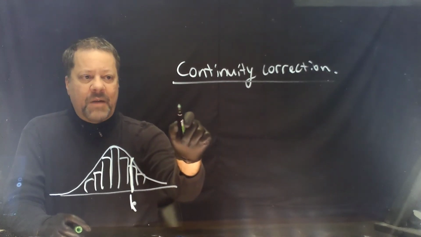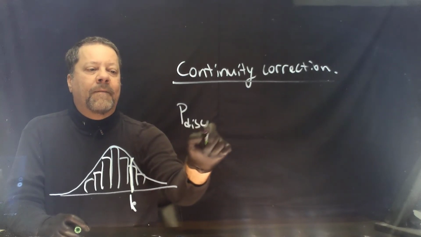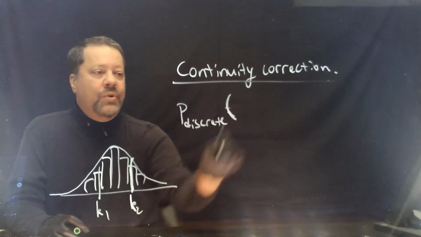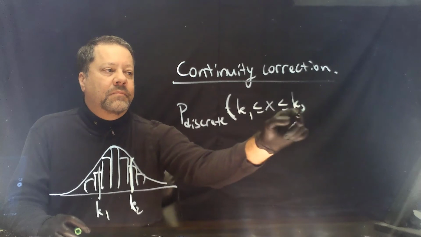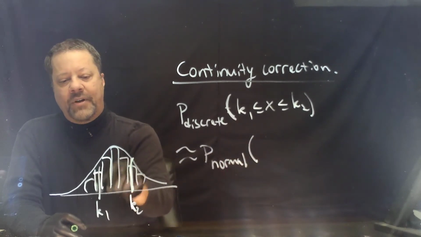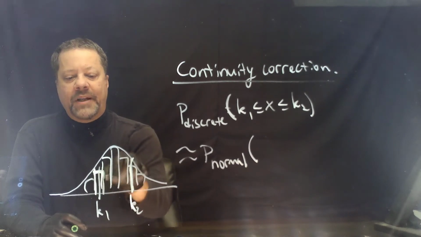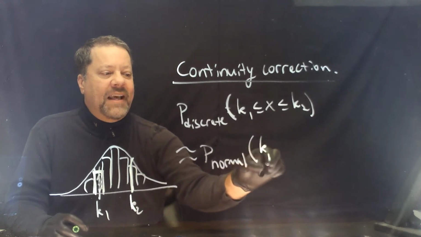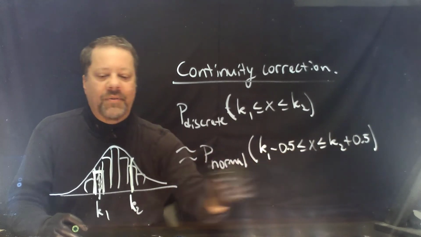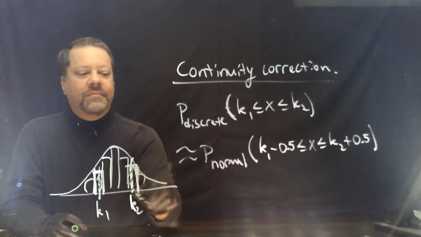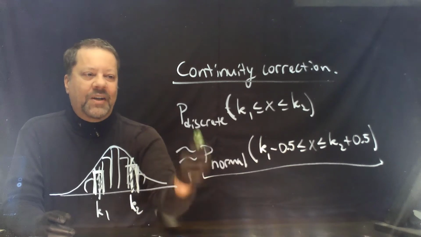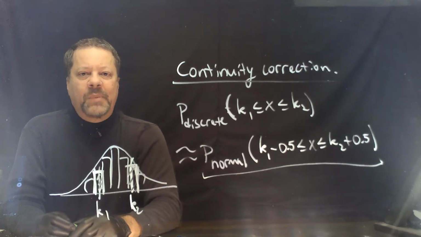So if we're taking some discrete probability and trying to calculate the value between some different values, let's say k1 and k2, we'll approximate that with the normal curve. But instead of using k1, we'll have to go half a unit back to include this entire probability bar for the discrete graph. So it's going to be k1 minus a half unit back, and k2 plus a half unit to the right to include this entire bar here. We call this the continuity correction when trying to approximate discrete probabilities using the continuous normal probabilities.